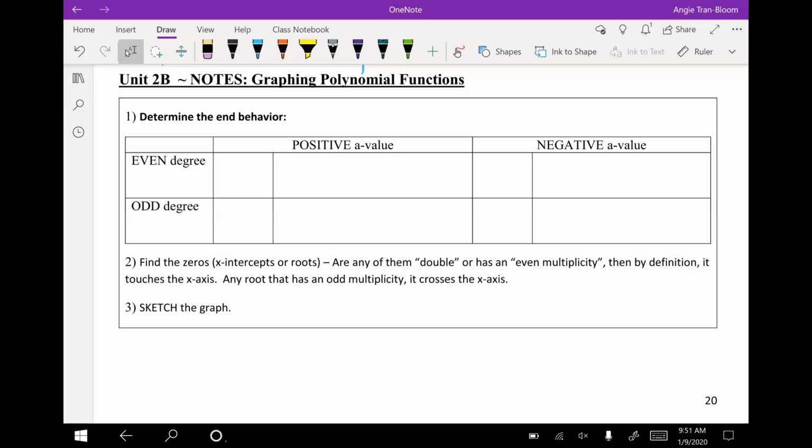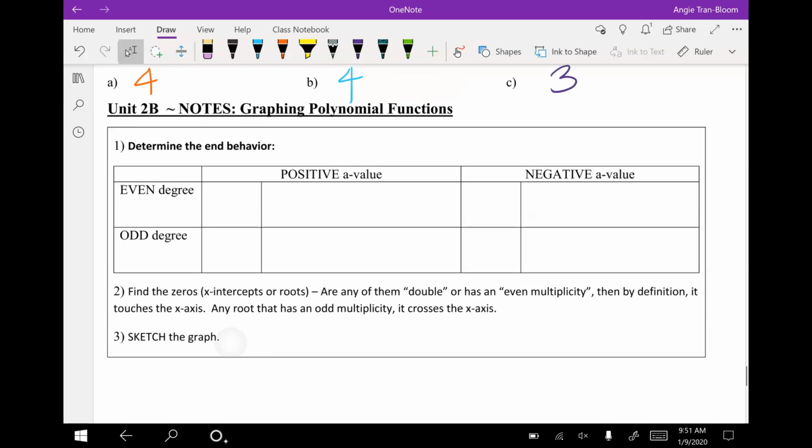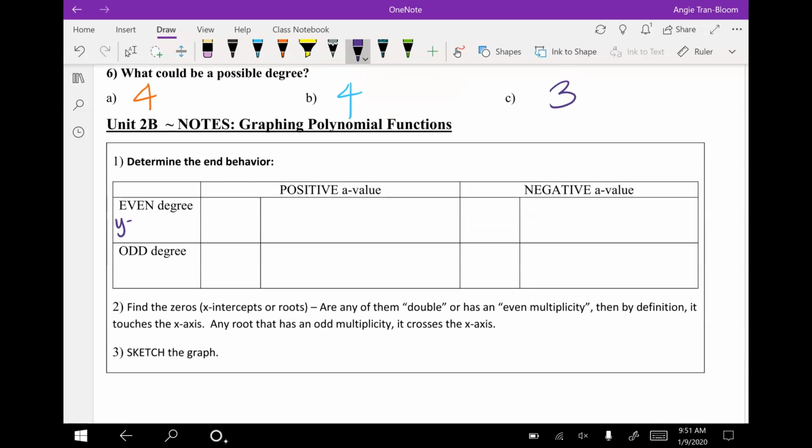If it's an even degree and you have a positive a value, such as, I'm going to give you some basic equations, like 2x to the 4th. Is that an even degree? What's the degree? Great. What's your a value? 2. A is positive. You will have a graph that goes like that. That's just a sketch.